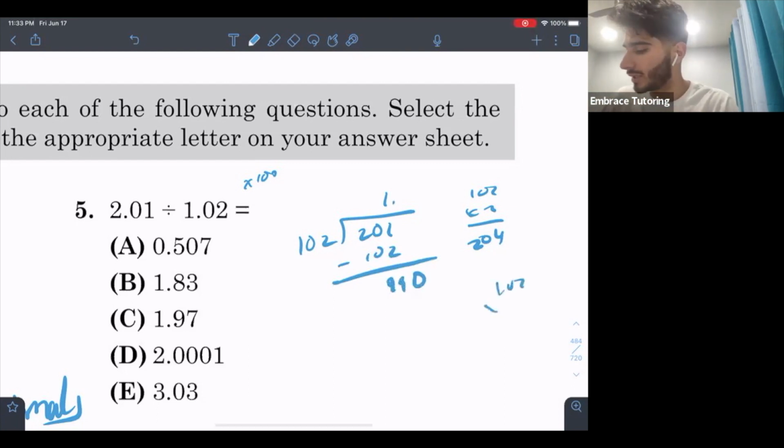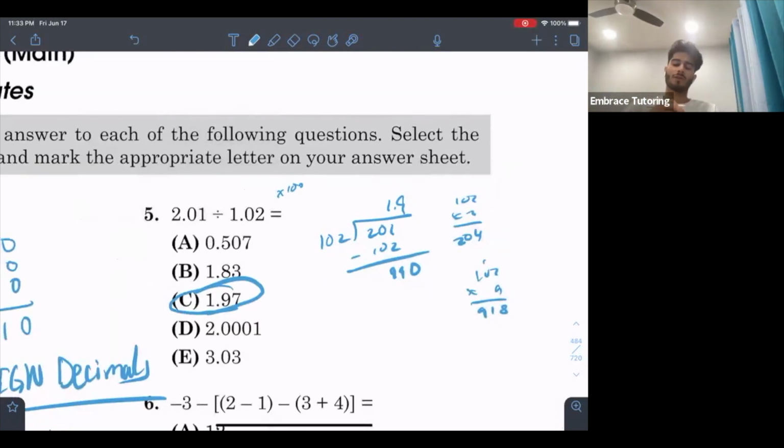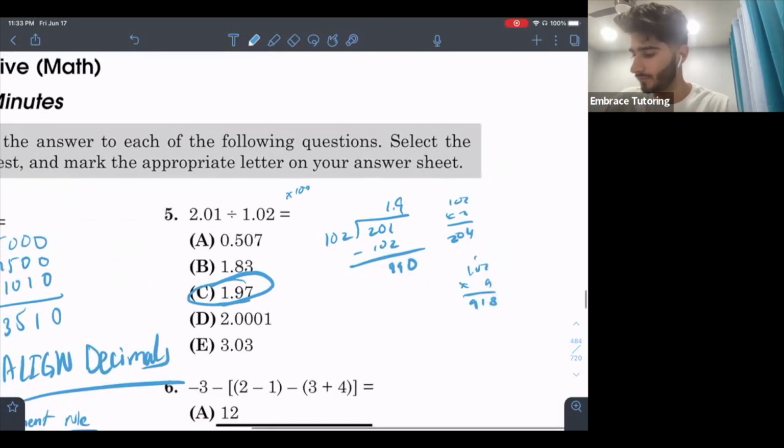Let's see, 102 times 9, 18, 0, 1, 918. Close, 1.9. And the option closest to 1.9 is 1.97. Choice C is our answer. So the difficulty in these questions is setting up, but once you set up properly, you can easily cancel out the choices and get the right answer.